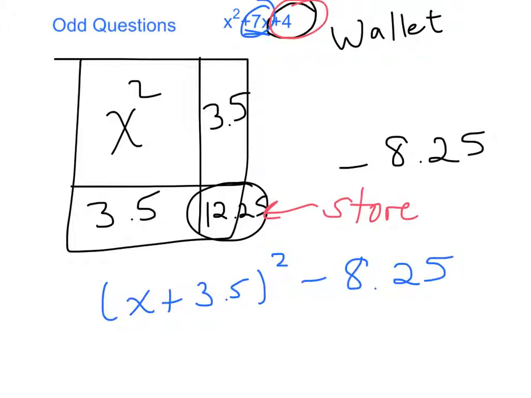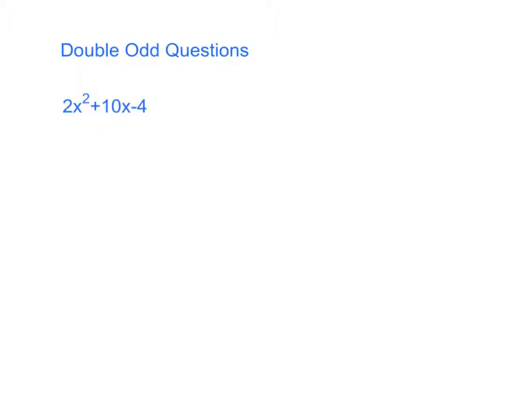$4 is what you had in your wallet. So you're short $8.25. So our final value is x plus 3.5 squared minus 8.25, and we're done. All right, if you understand how this works so far, double odd questions shouldn't be that hard or difficult. So again, let's ignore what we have in our wallet and work with what we have.